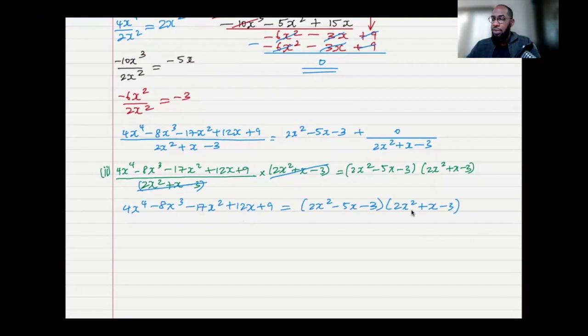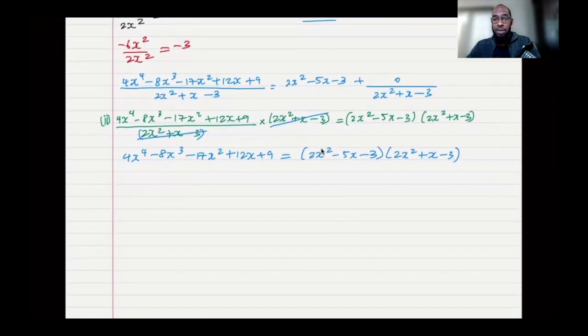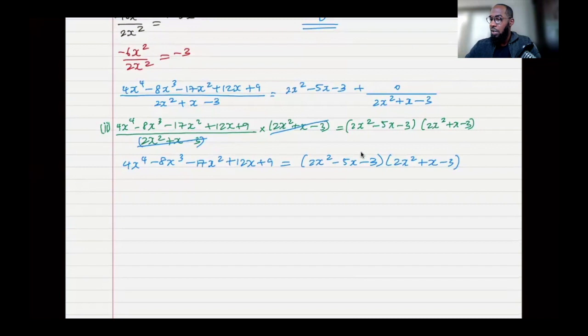Now, remember the question said factorize completely. So initially I told you all that we need to make sure that this can factorize and this can factorize. If this cannot be factorized, and if this cannot be factorized, then this here would be your answer. But we need to make sure it cannot be factorized. So let's deal with that now. I'm going to deal with this one first. So I have 2x squared minus 5x minus 3. So this is a quadratic expression and we have to factorize that.